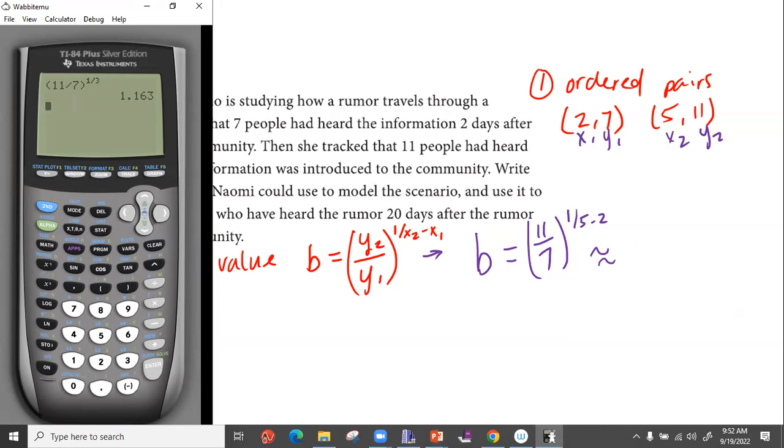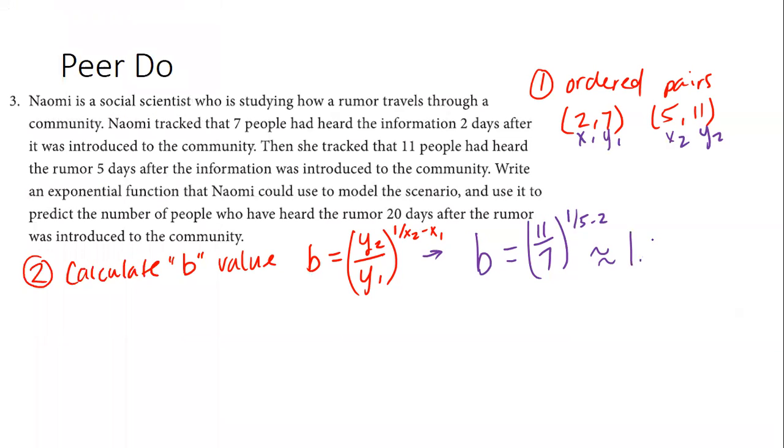So my B value is 1.163. Did we already know that? Yes, because we did it with the calculator. But I wanted to show you that you can be a calculator too, okay? So then on step 3, we have to calculate our A value. Now, our A value is normally our 0, but do we have a 0 in this problem? No. No, we do not.